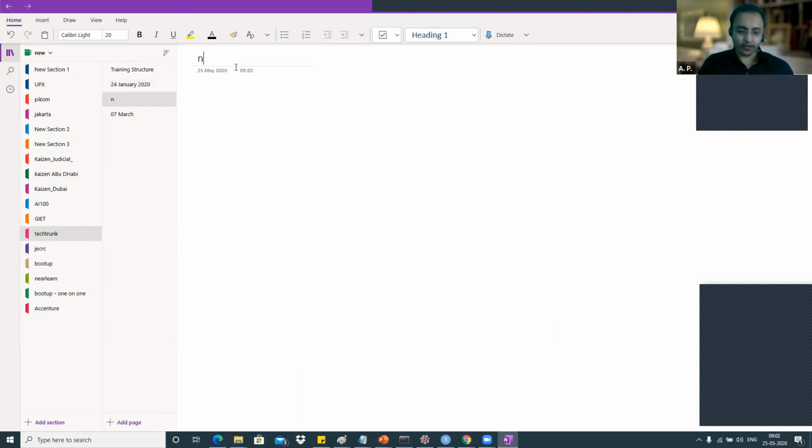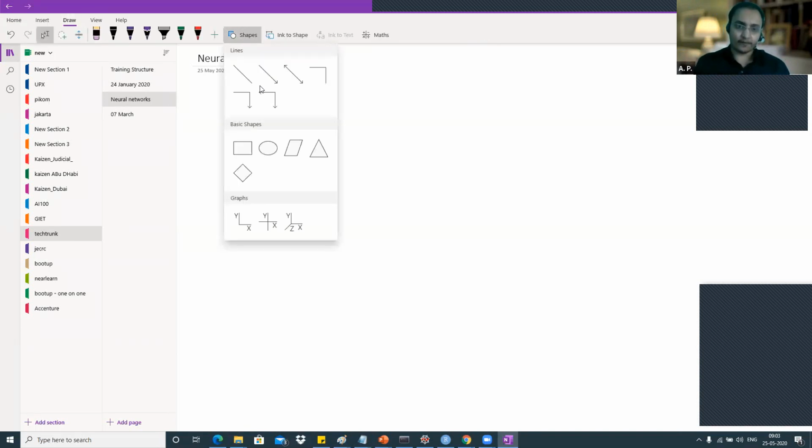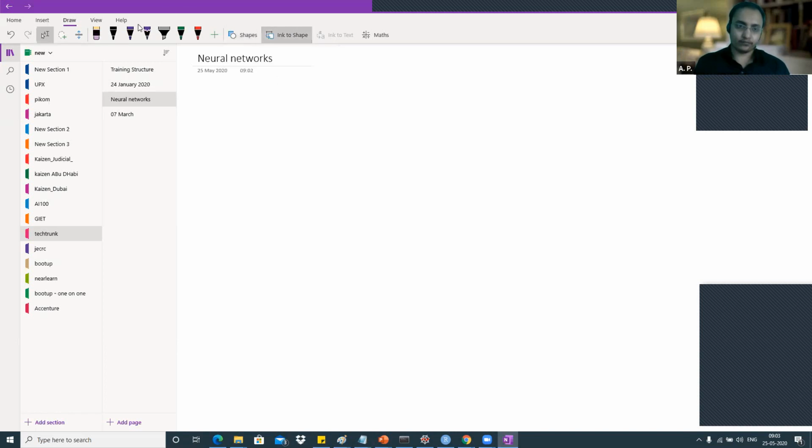Right, so let's talk a bit about neural networks. Let's say a typical neural network looks like this, in which we have neurons N1, N2, N3, and this is neuron N4.